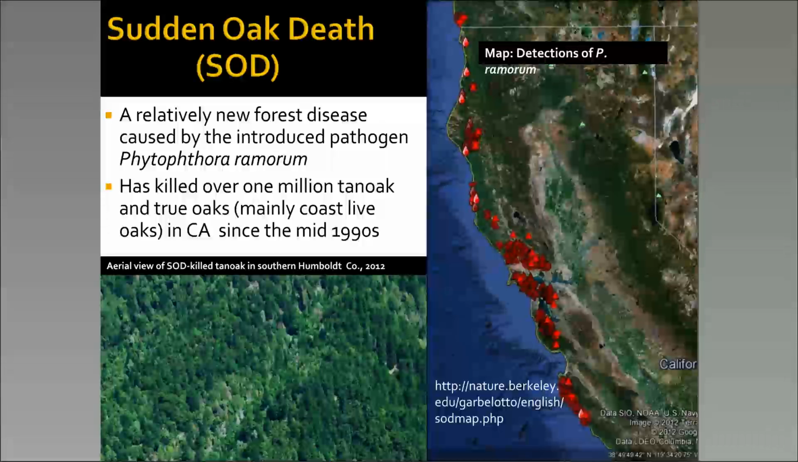It's still not known where this pathogen was introduced from. It's definitely not a native pathogen. It was introduced to California on nursery stock on infected plants, but the origin of this pathogen is not yet known. On the map on the right, you can see the current distribution of Phytophthora ramorum, and in turn sudden oak death, in California.